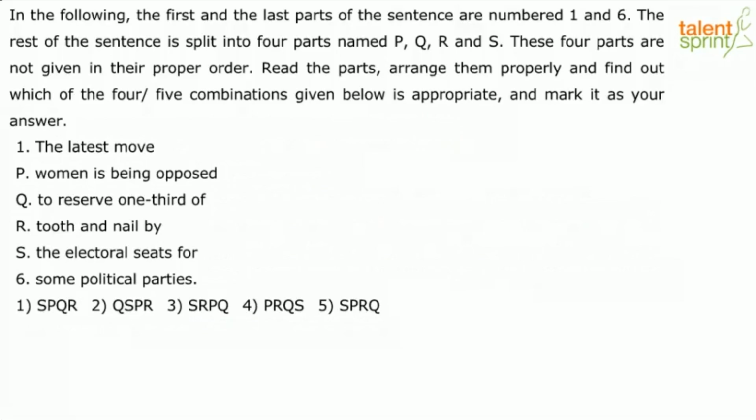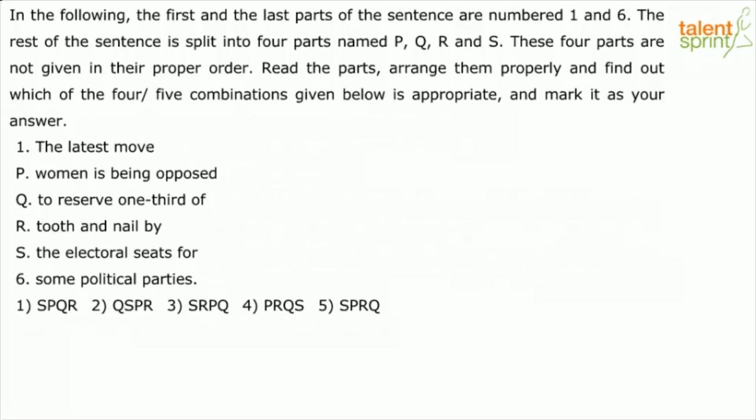So let's read the directions. I'm sure you are familiar with this. In the following, the first and the last parts of the sentence are numbered 1 and 6. The rest of the sentence is split into 4 parts named P, Q, R, and S. These 4 parts are not given in their proper order. Read the parts, arrange them properly, and find out which of the 4 or 5 combinations given below is appropriate and mark it as your answer. So the first part we have is the latest move, and then I have PQRS, and then I have some political parties. And I have 5 options given.